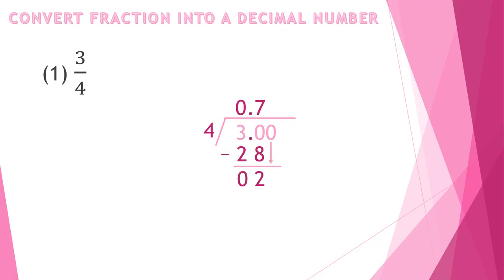Now bring down that extra 0 and divide 20 by 4. How many times? 5 times, because 4 fives are 20. So write 5 in quotient above the line and subtract 20 minus 20. We get 0 as remainder. And quotient is equal to 0.75. So the decimal value of 3 upon 4 is equal to 0.75.